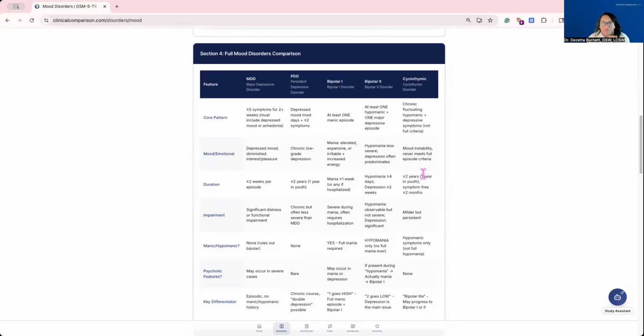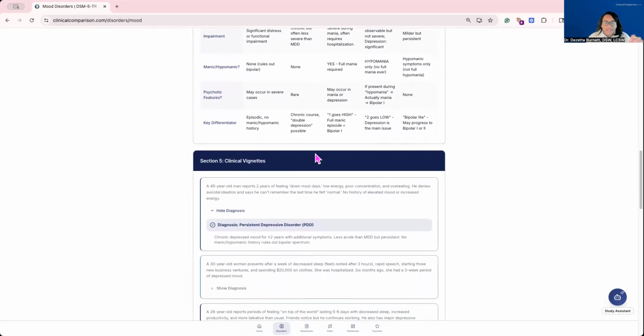I think people get confused with that. The way you remember bipolar 1 versus 2: bipolar 1, any mania, it automatically becomes bipolar 1. Any hypomania, the person isn't hospitalized, there's no psychotic features, take a really good look at bipolar 2. And cyclothymic is this cycle that continues to happen.